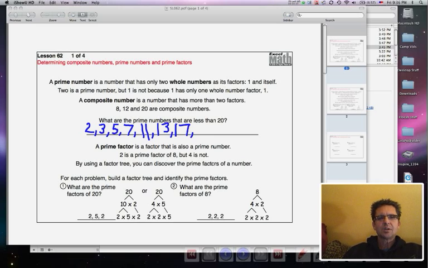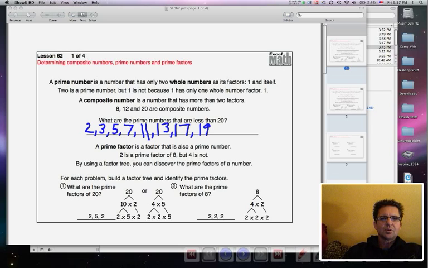18 is even, so that's not prime. And 19 is a prime number because only 1 times 19 makes 19. There we go, 1 times 19. Now, what about prime factors?